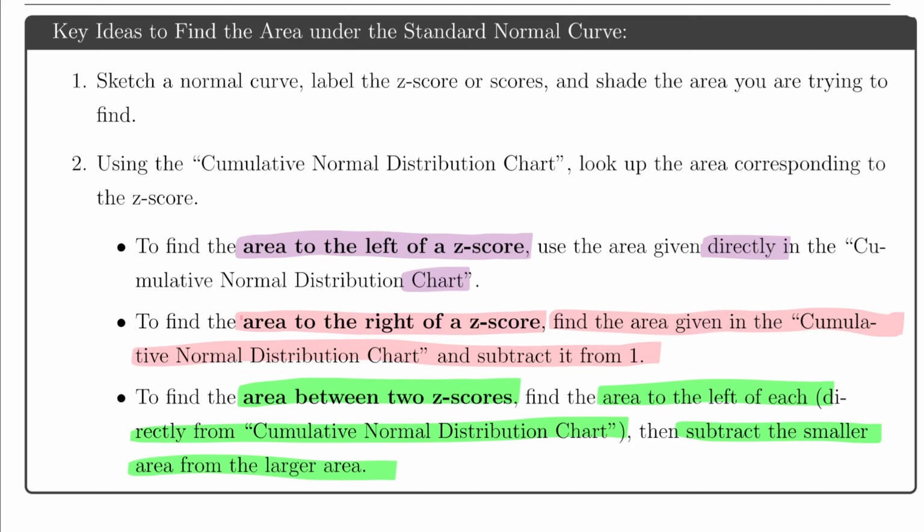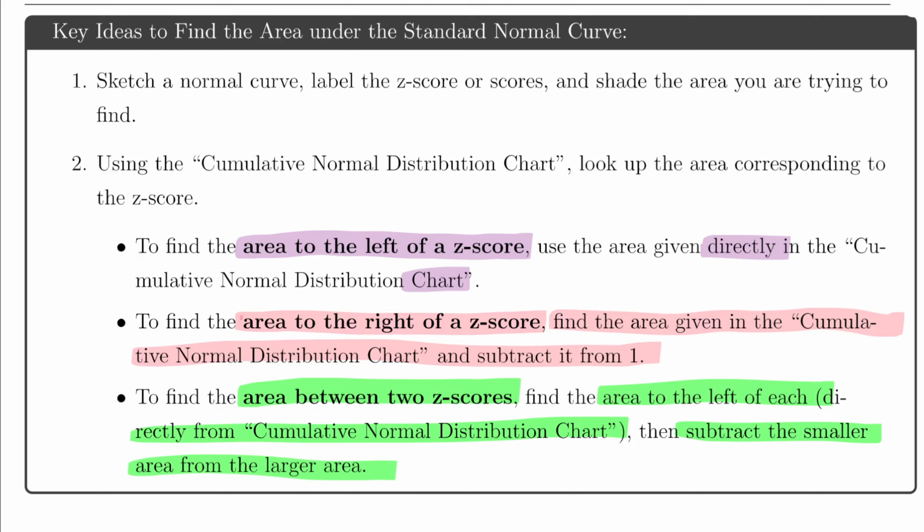If we need to find the area to the right of the z-score, the chart, while it will help us, does not give us a direct answer. Instead, we have to keep in mind that the area to the left plus the area to the right is 1 in total. So we'll take 1 minus the piece we don't want, and we'll get the area to the right, which is what we're looking for.